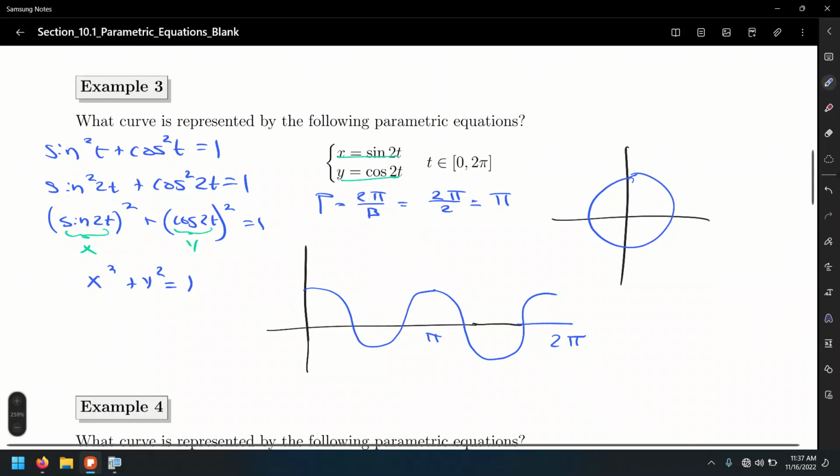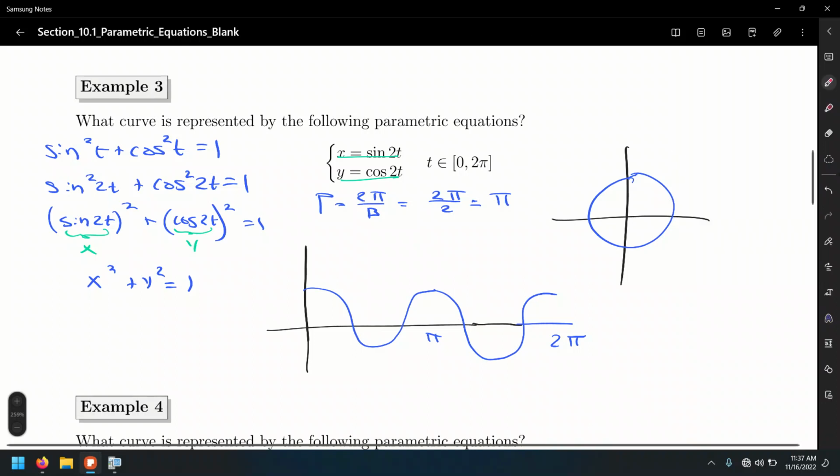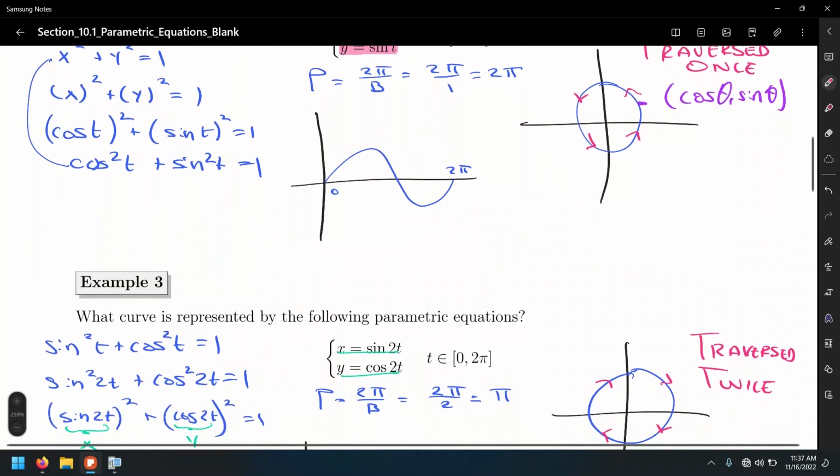However, in parametric form, number one, over here it went clockwise. However, it traversed twice, as opposed to the previous example. Let me note that: traversed once. All right?